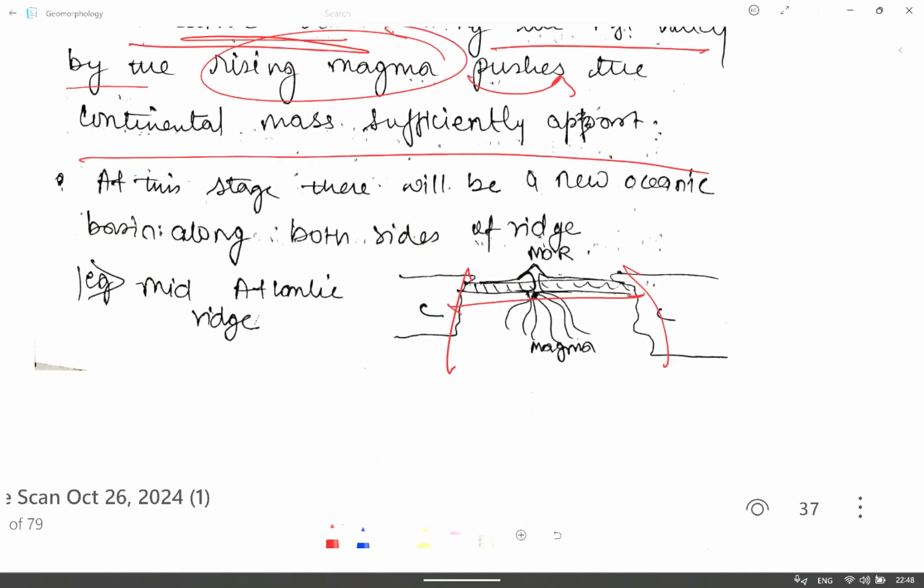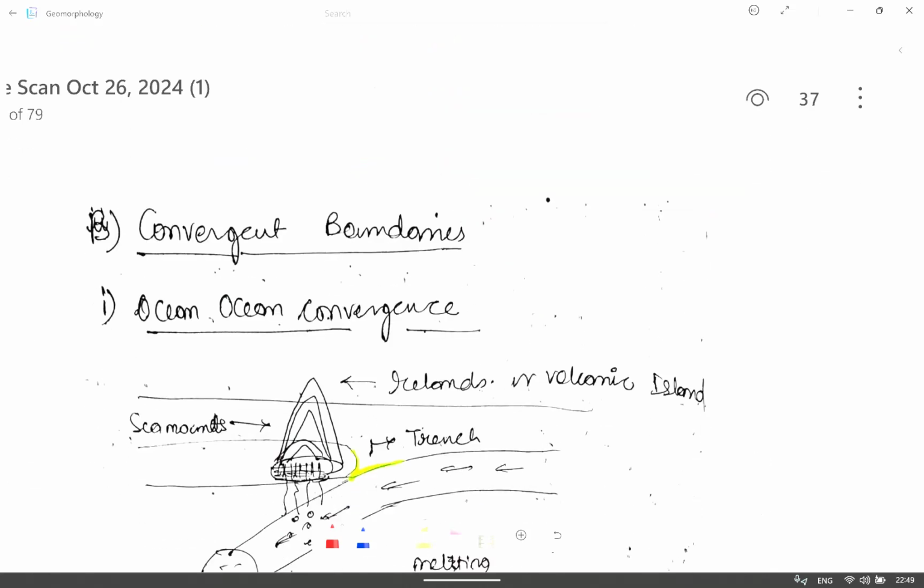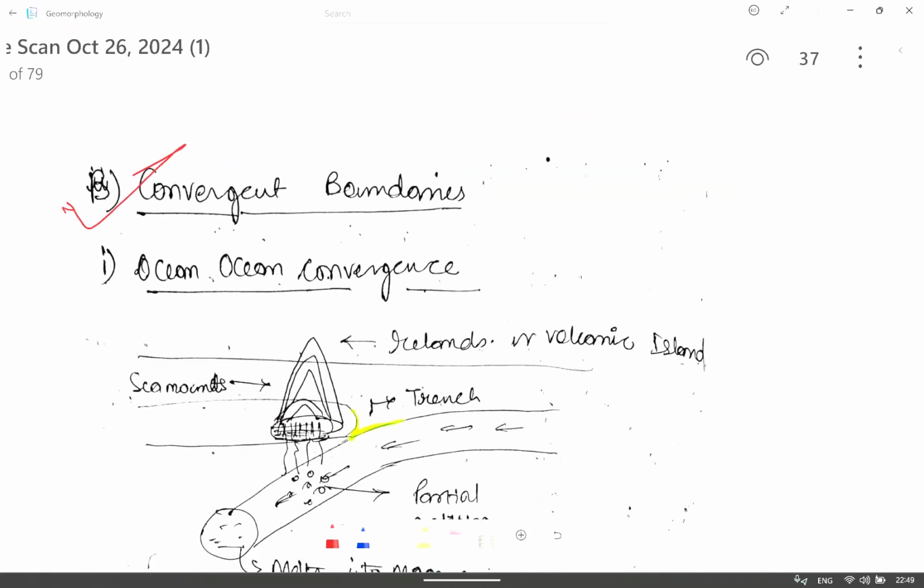This in the middle is oceanic crust, and again this will be split because of the magma pressure and formation of mid-oceanic ridges. There will be new oceanic basin along both sides of the ridges. Next comes convergent boundaries.